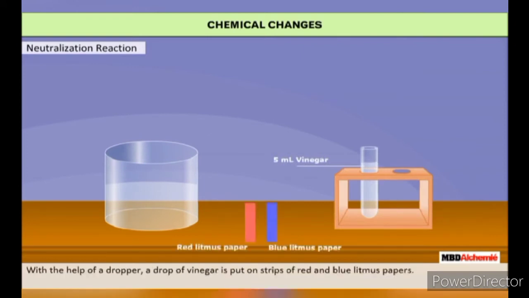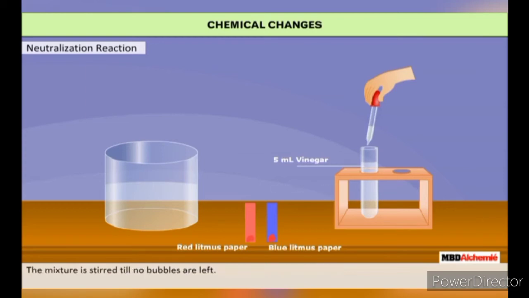With the help of a dropper, a drop of vinegar is put on a strip of red and blue litmus paper. Now, add at least 5 drops of baking soda solution to the test tube containing vinegar. Bubbles are seen to have formed due to evolution of carbon dioxide. The mixture is stirred till the bubbles stop.